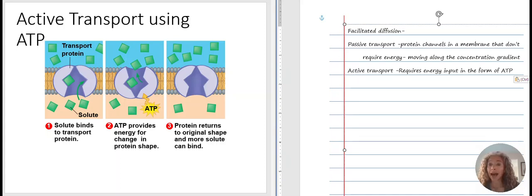And we call this active transport because it requires energy input in the form of ATP. ATP is the energy currency that cells use. It is made through the process of cellular respiration, and we will learn all about ATP in just a bit.